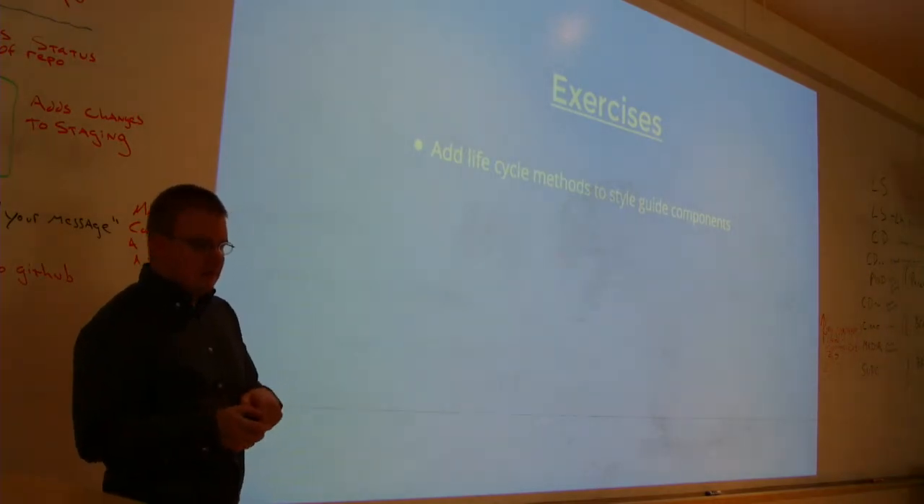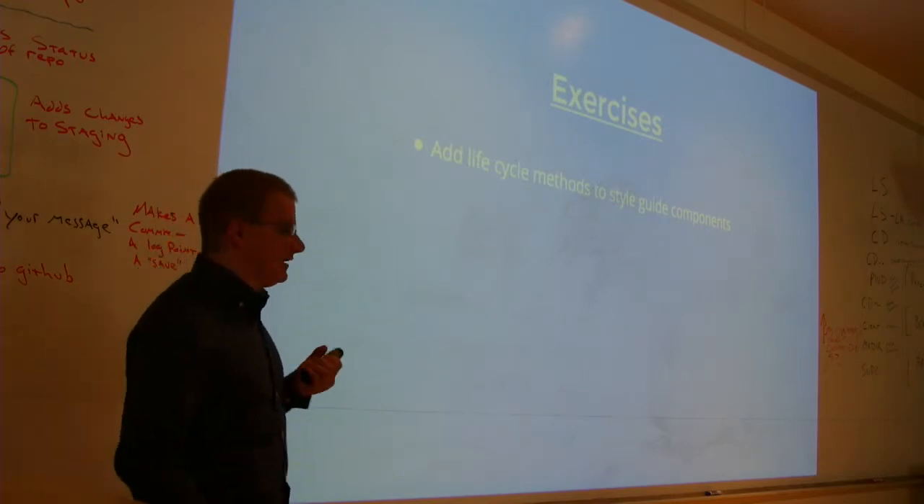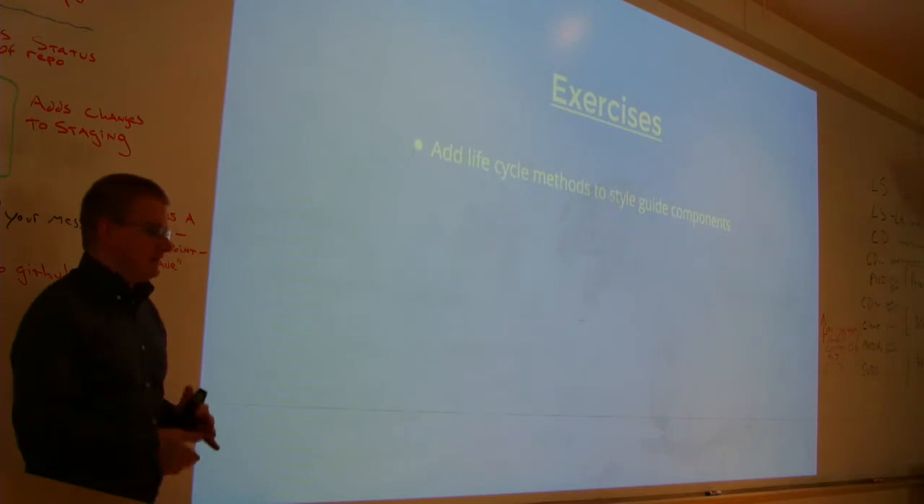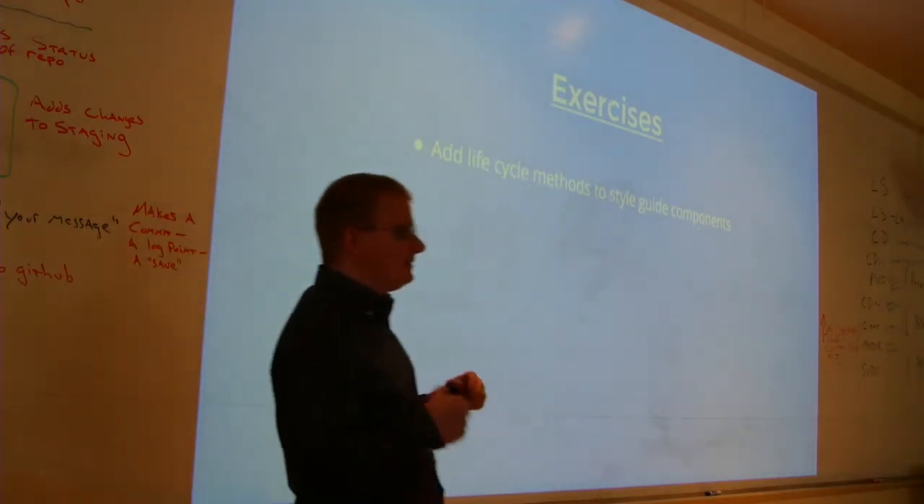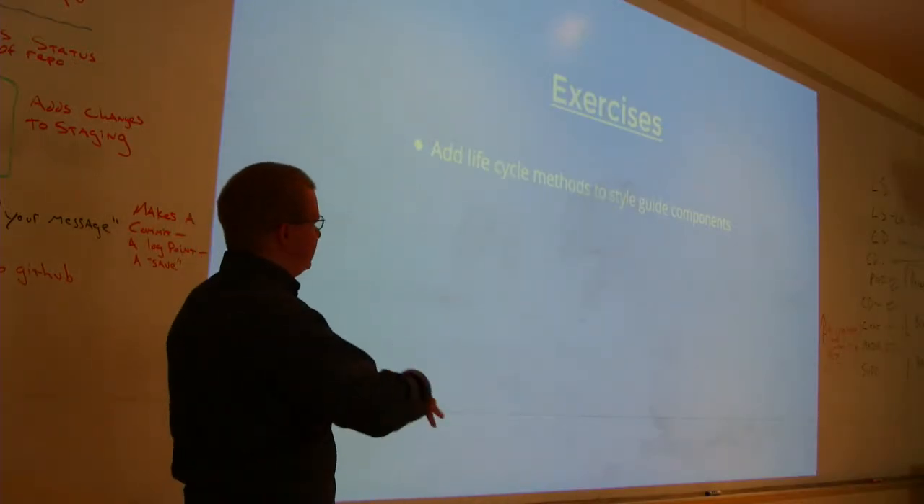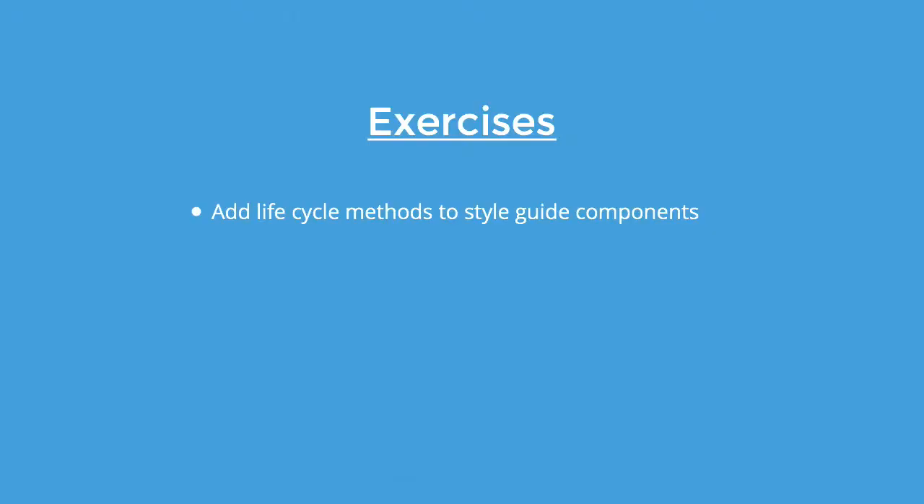So I'm just going to demo, the exercise is to add our lifecycle methods to our style guide components. And at this point, we have a couple components that we haven't done yet. One is that tabs component that we never got to on day one. And then we have that accordion component that we haven't implemented either. So for the exercises, I'd like to take those and try to implement those. They'll be helpful now that we understand how to do lifecycle methods.